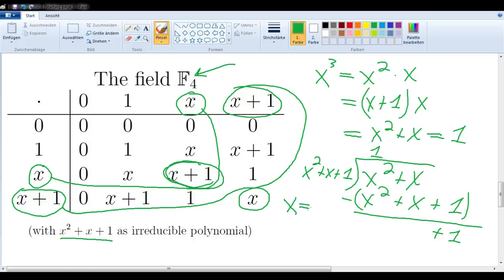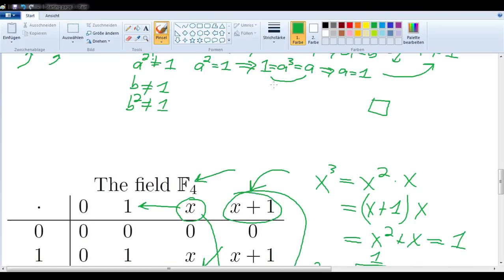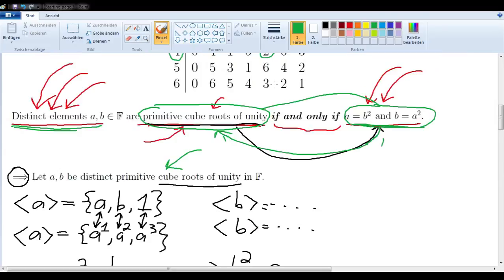And while it is the case, because we can easily show that x is not equal to 1, these are not equal, and x squared, which is x plus 1, is also not equal to 1, then we know that x is a primitive cube root of unity, and we could show in the exact same way that x plus 1 is indeed a primitive cube root of unity. So we've looked at this direction here. We started here, and we showed that this is the case.